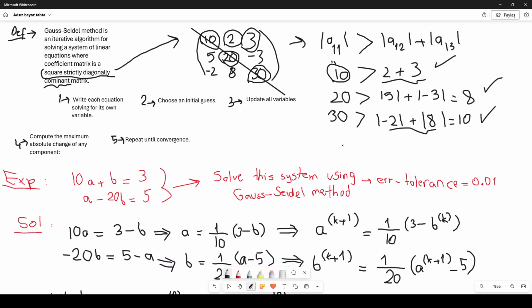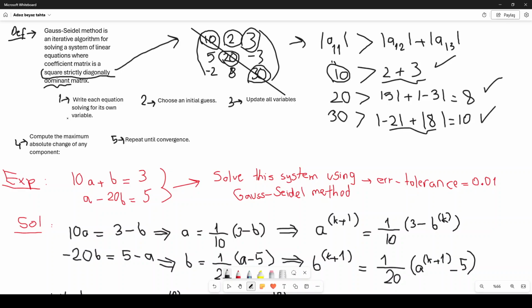So first, I look at the coefficient matrix, and I verify that it is a square, strictly diagonally dominant matrix. If so, then I continue with my iteration process. If it doesn't, then this method wouldn't work. All right, this is the formal check before starting our iteration. And how about the steps that we should follow in order to apply this technique? All right, let's get into that.